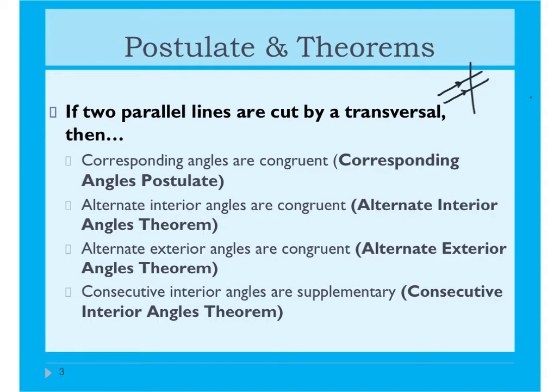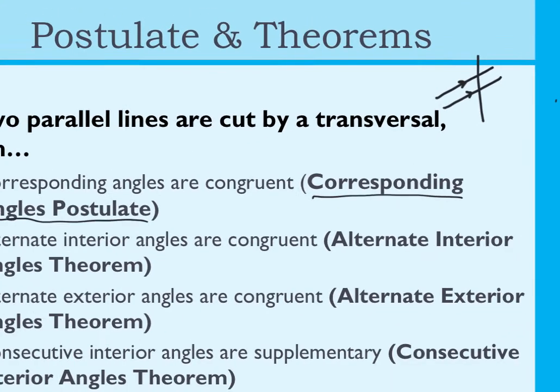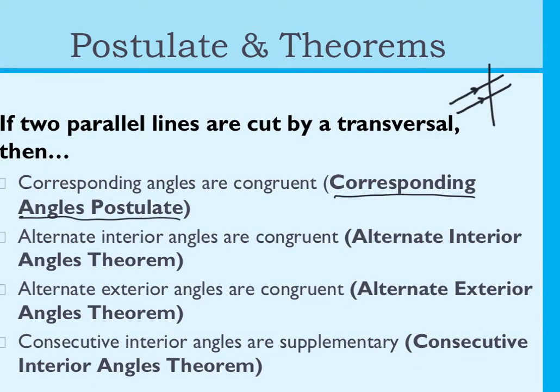Alternate interior angles are congruent. Alternate exterior angles are congruent. And consecutive interior angles are supplementary. And those are all the postulate and theorem names in parentheses next to them. So we've got 4 of them, okay? So let's go ahead and apply each of these. So corresponding angles are congruent.